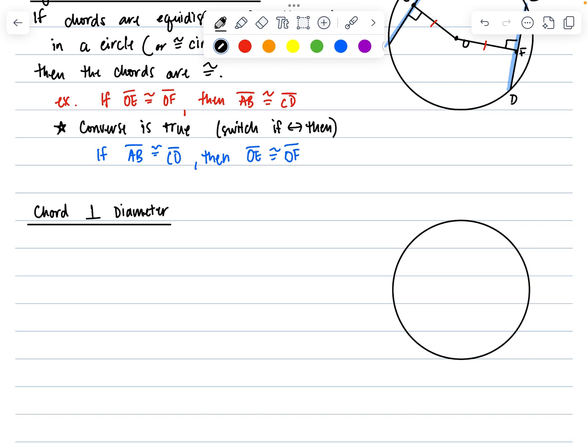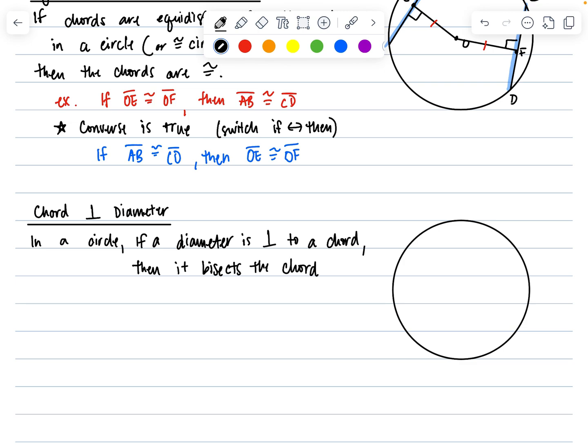Okay, so let's make this a little section in a circle. If a diameter is perpendicular to a chord, then it bisects the chord and its arc.